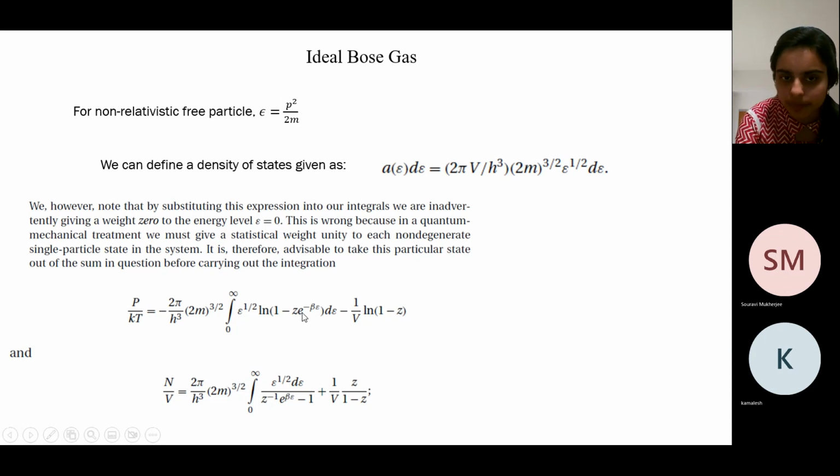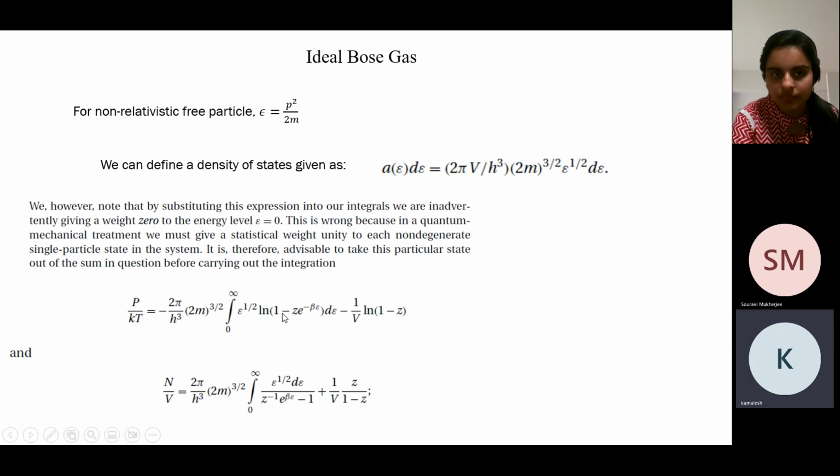But if you put epsilon equal to 0 here, it goes to 0, because your density of states goes as epsilon to the power half. So how do you solve this? What you do is you take the epsilon equal to 0 case outside the integral. So what happens when you put epsilon equal to 0? You get ln(1 minus z), right?